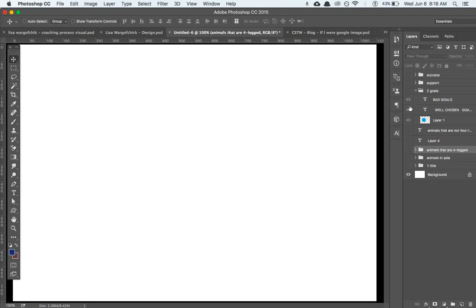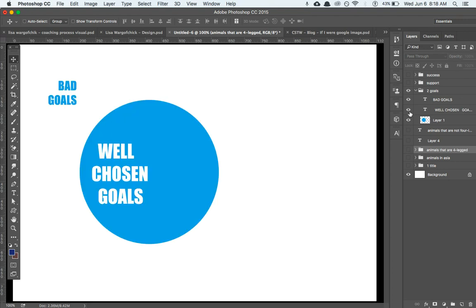Let me pop in okay. So one success factor, again, is goals. So again, the white represents all of the success you had in the world. And let's say the blue circle represents well-chosen goals. Inside this circle are all the goals that are well chosen, and outside of the circle are goals that are poorly chosen. They're bad goals.